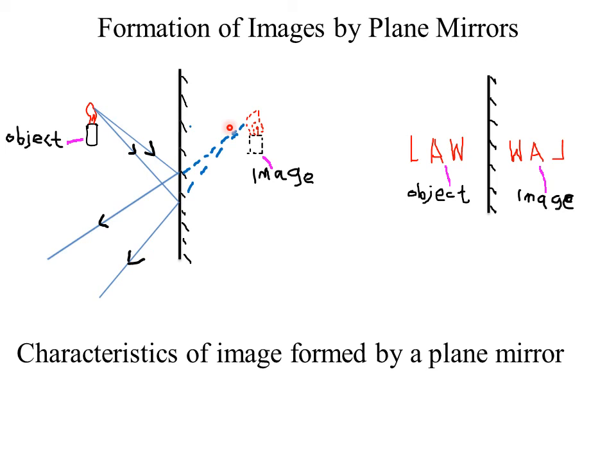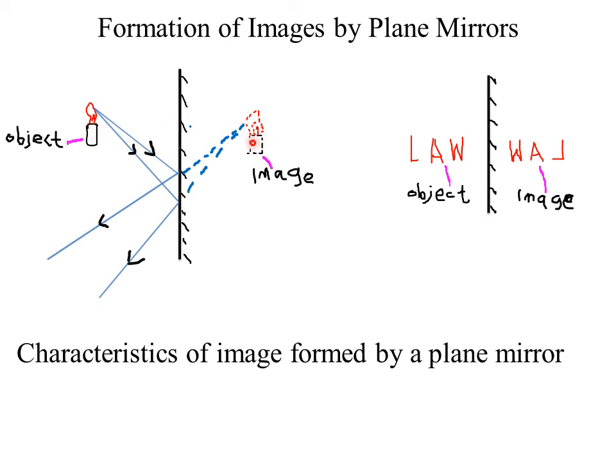Now the second characteristic of image formed by a plane mirror is that the image is the same size as the object. That is the height, the length, the width, and whichever. If you look at this lamp of mine, it is approximately of the same dimensions as the image formed. So if this one had a height of 2 centimeter, I expect the image also to have a height of 2 centimeter. If it had a width of maybe 5 centimeter, I expect the image also to be 5 centimeter.